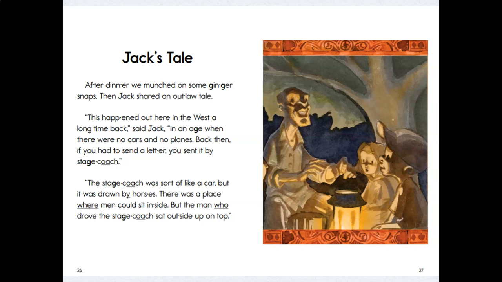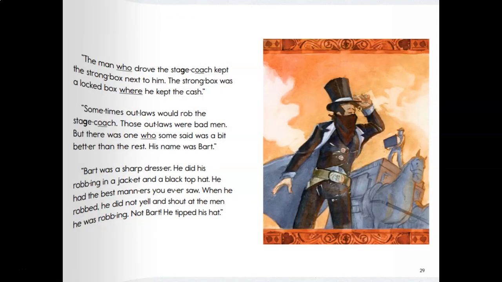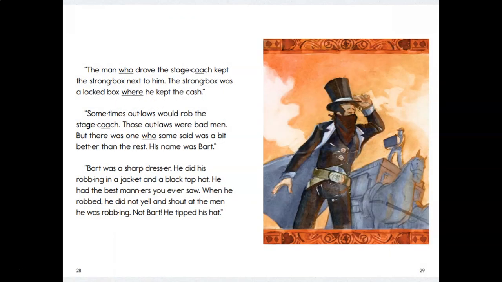There was a place where men could sit inside, but the man who drove the stagecoach sat outside up on top. The man who drove the stagecoach kept the strong box next to him. The strong box was a locked box where he kept the cash. Sometimes outlaws would rob the stagecoach. Those outlaws were bad men, but there was one who some said was a bit better than the rest.